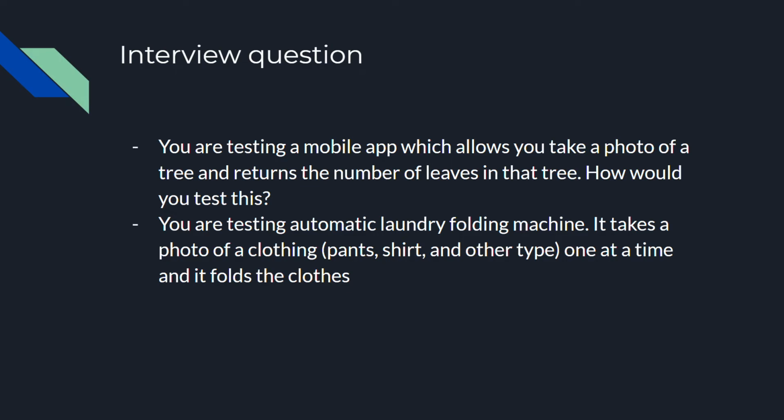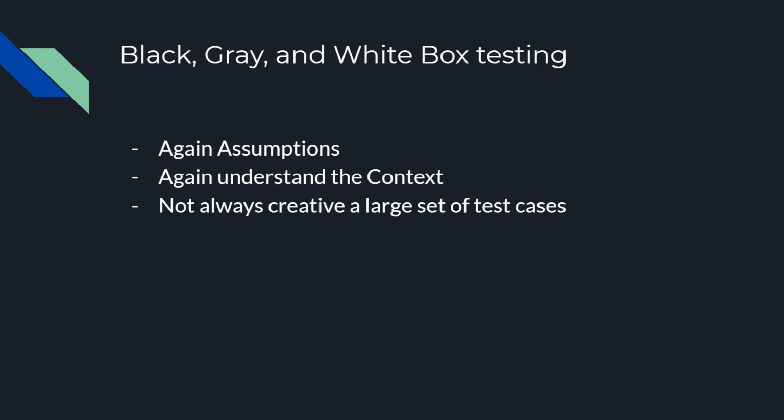The same thing goes for the laundry machine. Let's say it takes a photo, and then the API sends back the folding instructions, and the machine does it. So you can have various types of clothes, socks, underwear, whatever, and you can put those in there. But what you want to know is what kind of technology is behind it, how this actually works. That's the key aspect that you want to answer for these kinds of interview questions.